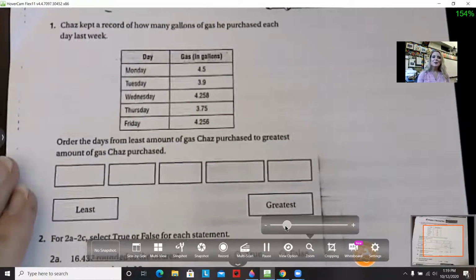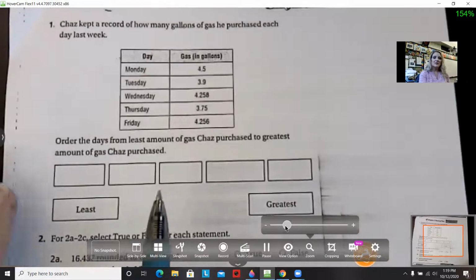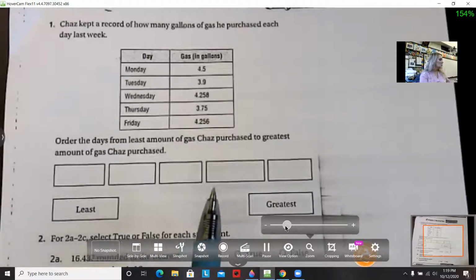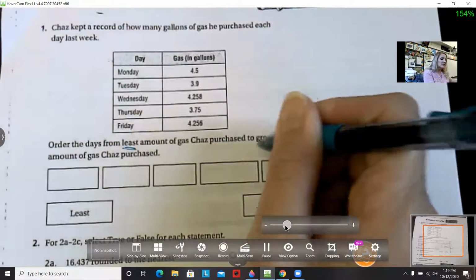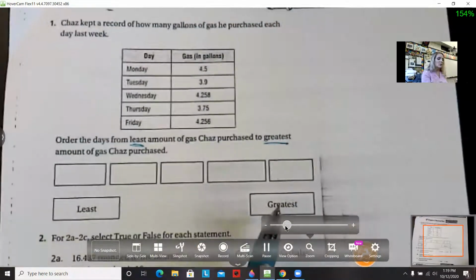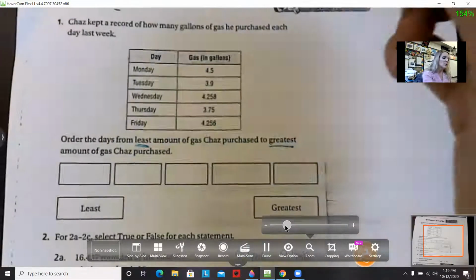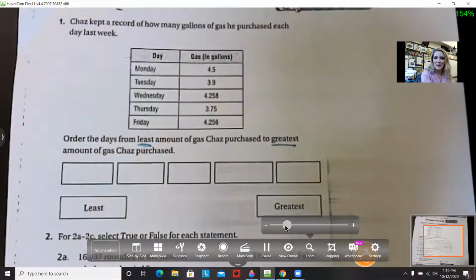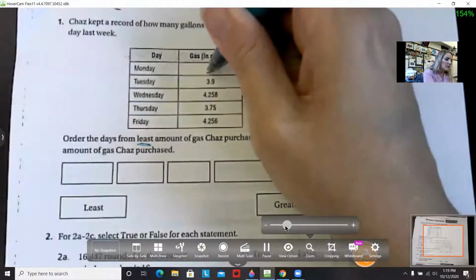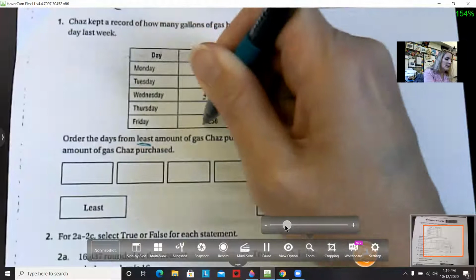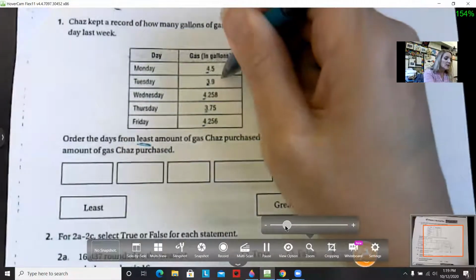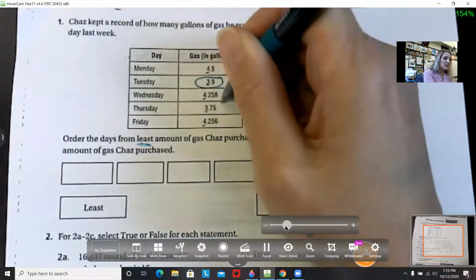Okay, kiddos. Number 1, it says Chaz kept a record of how many gallons of gas he purchased each day last week. And it says order the days from the least amount of gas to greatest. So we have to go from least to greatest. Here's least over to greatest. And it says order the days. So that means that we have to write Monday, Tuesday, Wednesday, Thursday, and Friday. So let's look first. We always compare numbers by the whole numbers. We have a 4, a 3, a 4, a 3, and a 4. Well, of course, the least number are the 2 3s.